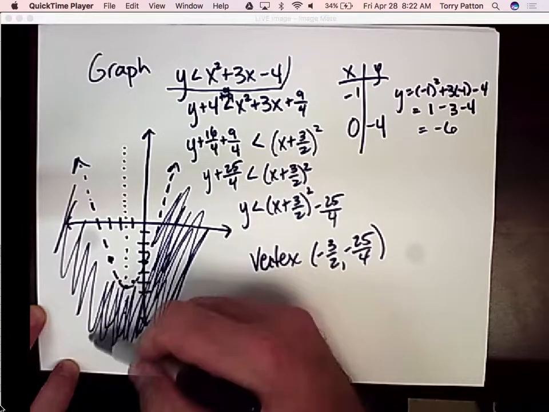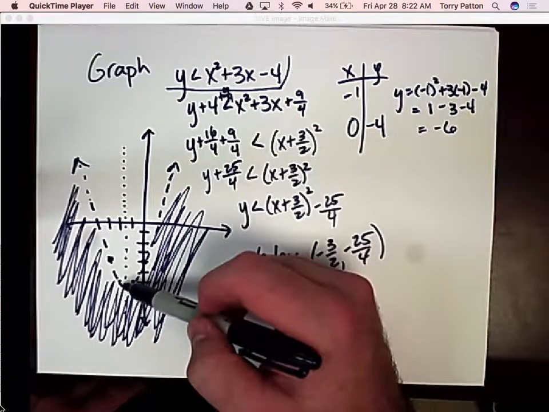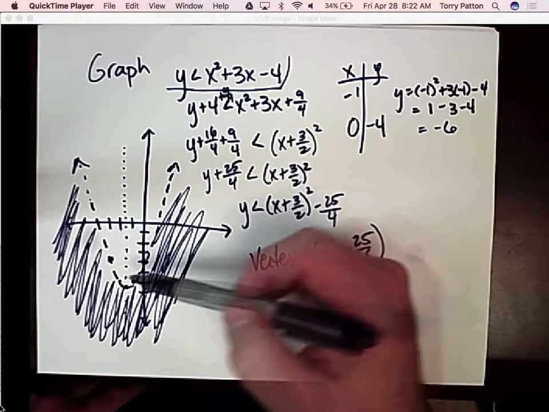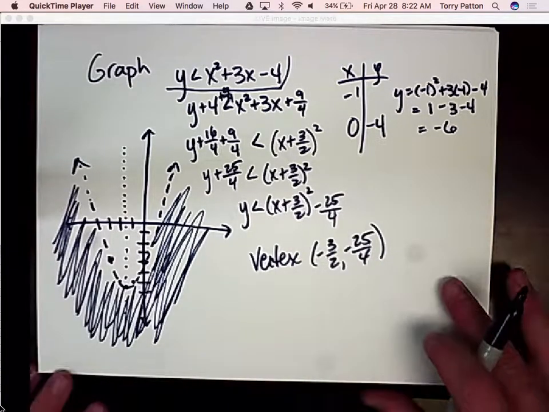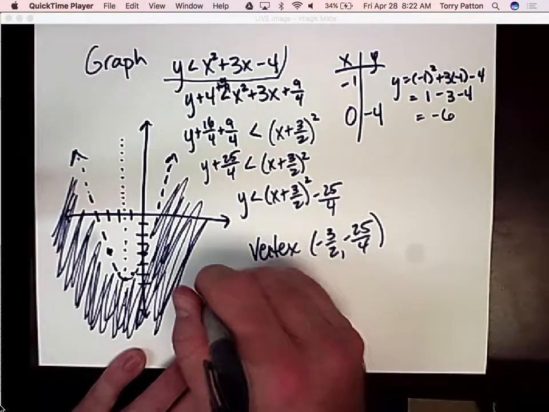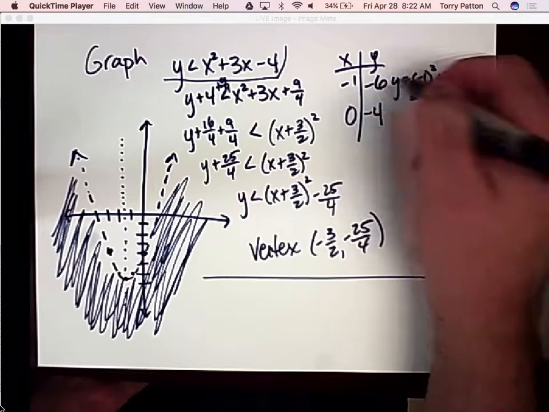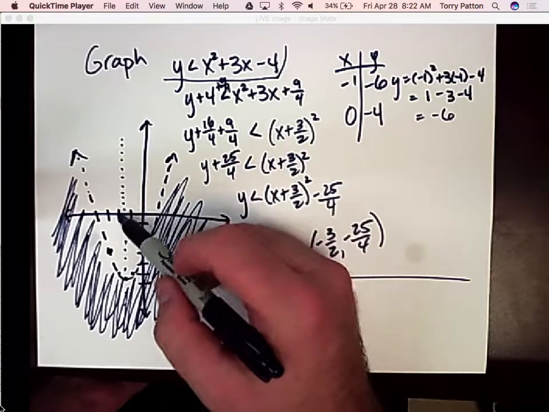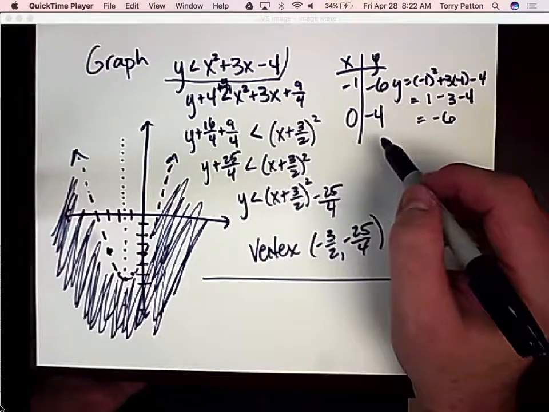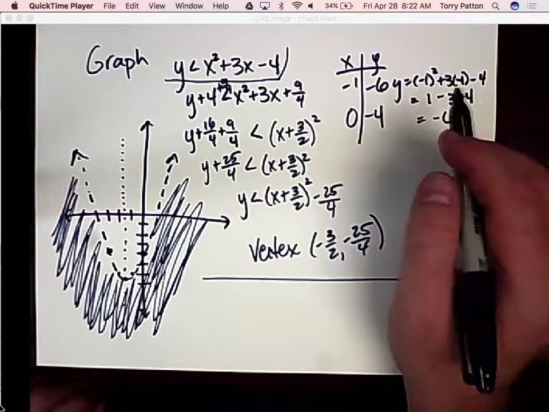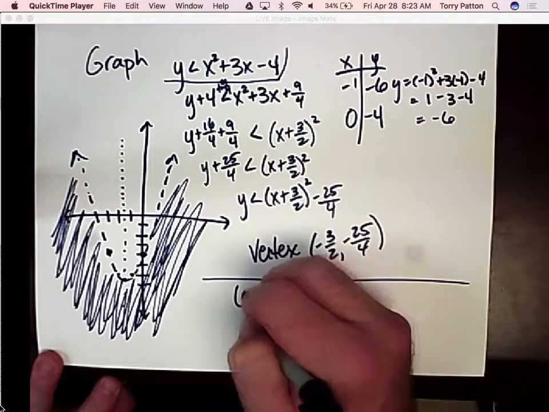Wait, how did you figure that out? Since it's less than, you go to the vertex and go down. Okay. If it had been greater than, you go to the vertex and go up. Okay? What now? The next 2 points were -1 and 0, and I plugged them in to the original equation.